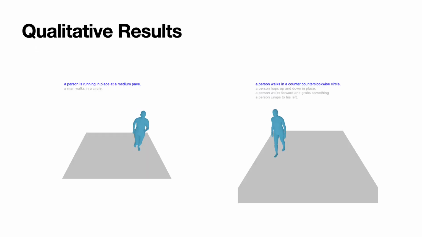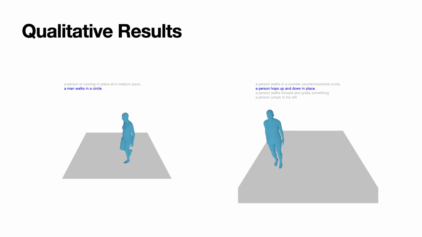The qualitative results further demonstrate the effectiveness of M2D2M. The generated motions align closely with the provided text descriptions, and transitions between actions are both smooth and natural, making the generated sequences visually coherent and realistic.